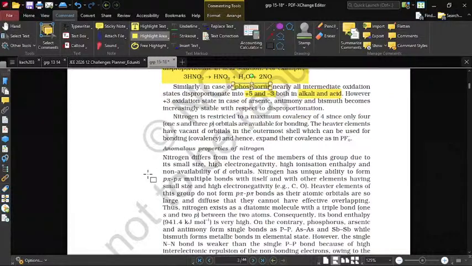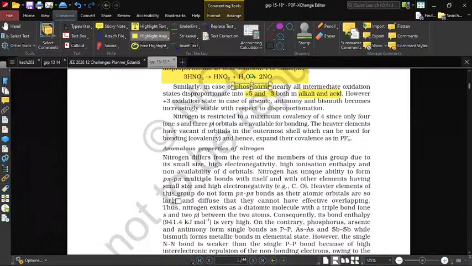Anomalous properties of nitrogen. Nitrogen differs from the rest of the members of this group due to its small size, high electronegativity, high ionization enthalpy, and non-availability of d orbitals. Nitrogen has a unique ability to form pπ-pπ multiple bonds with itself and with other elements having small size and high electronegativity, for example, carbon and oxygen.